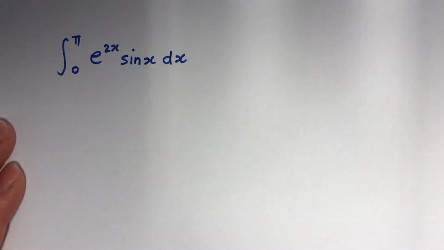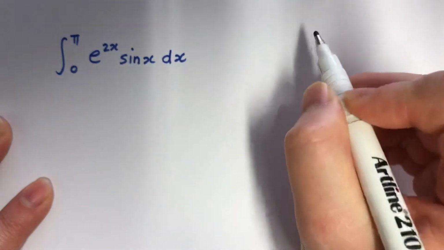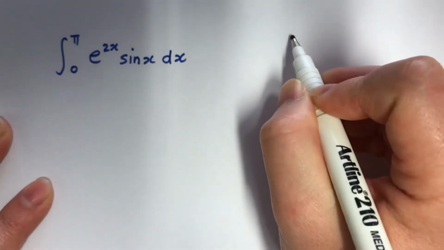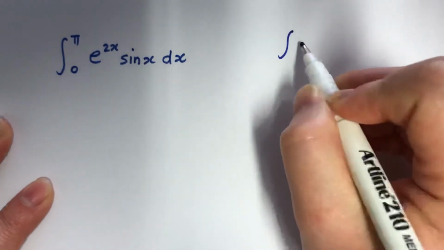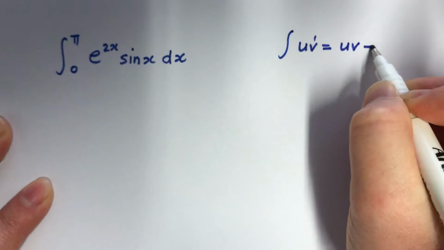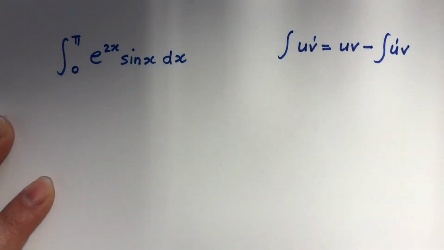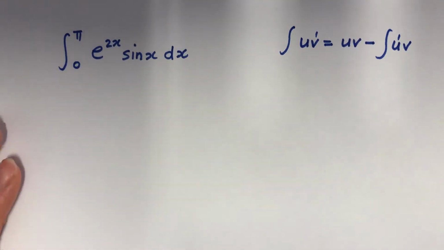Hello everyone. Today we're going to do an integration question, and we will use integration by parts. Just in case you forgot the formula, integration by parts is: integrate uv' equals uv minus the integral of u'v.